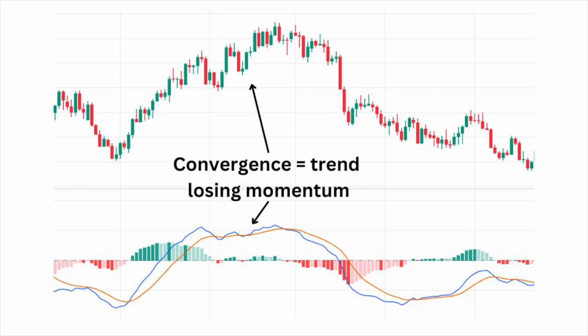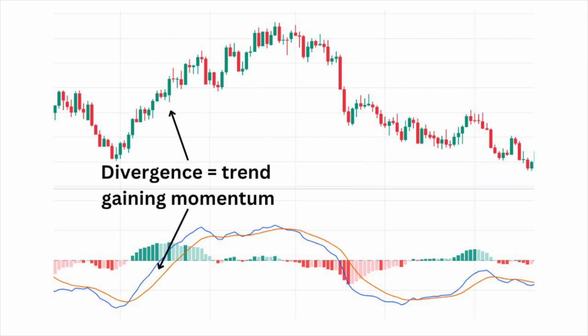The MACD basically operates on the divergence and convergence of these two lines. Convergence occurs when the moving averages move towards each other, and this indicates that the trend is losing strength, as you can see here. Divergence occurs when the lines move away from each other, suggesting that the trend is gaining strength. Now let's look at how you can use the MACD in your trading.